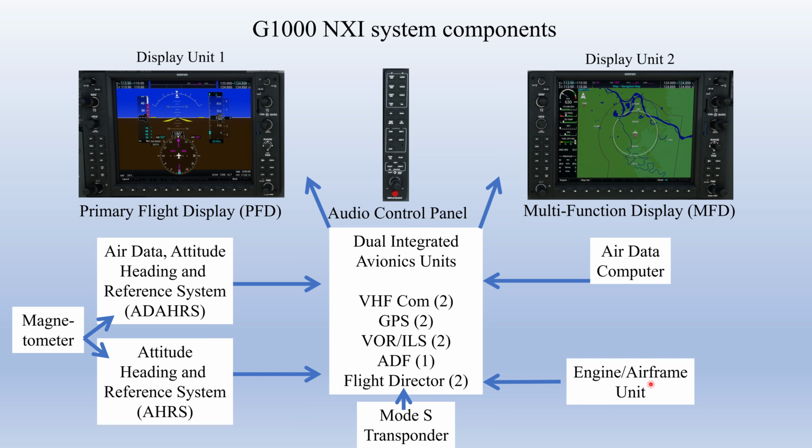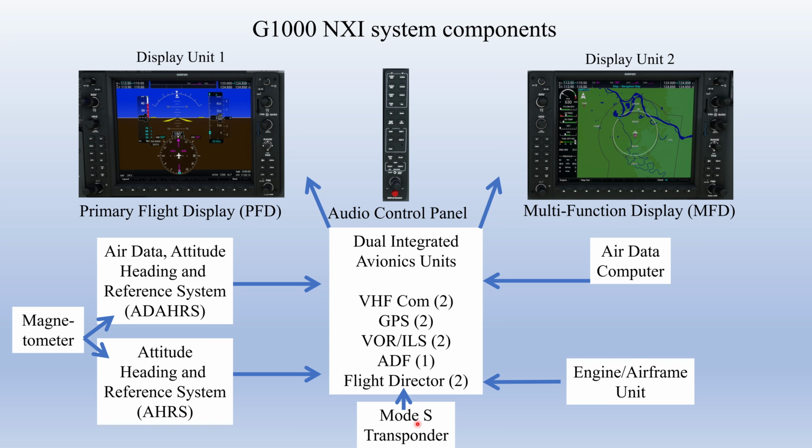The engine and airframe unit compiles data, or collects data, on aircraft systems. For the Cessna 172, it's primarily your engine-related systems, so fuel flow, oil pressure, oil temperature, exhaust gas temperature, vacuum pressure, fuel quantity, those sorts of things, electrical system status. That's where you get all of that information from. It also has, I believe, a temperature sensor in there as well that allows the system to calculate true airspeed.